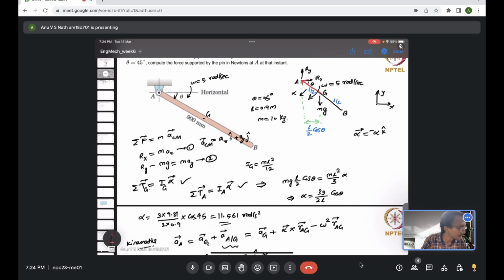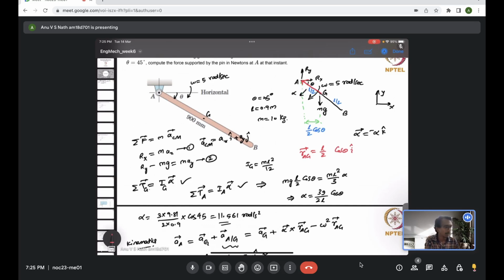Okay, so the RAG vector has a magnitude of L by 2, and its component in the x direction is its projection in the x direction, which is cos theta in the I direction. But if you think of the coordinate system about the point G, because we are measuring the position vector to A from G, you have to consider the origin being G, the center of mass location.